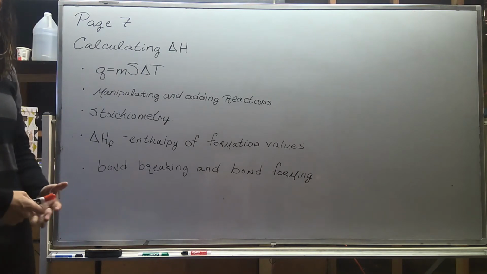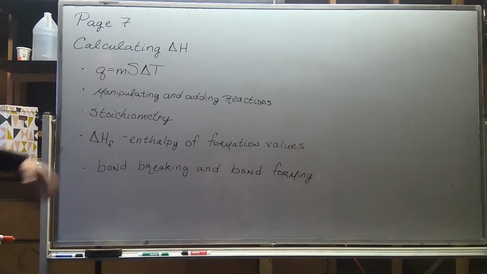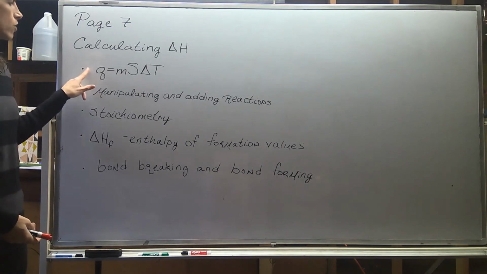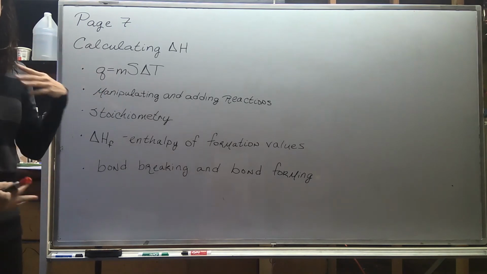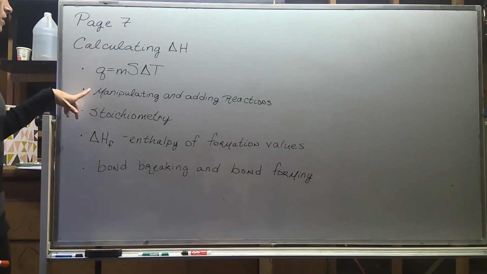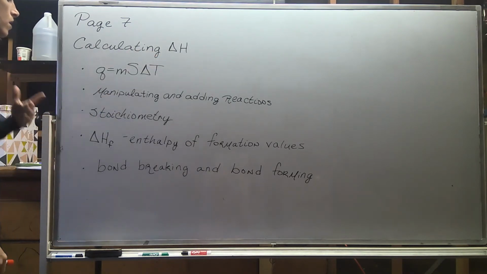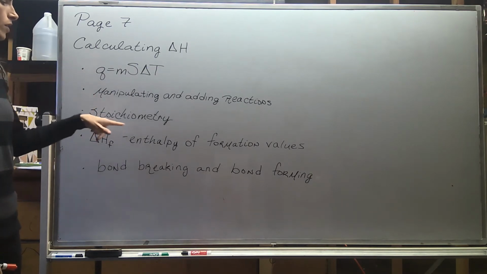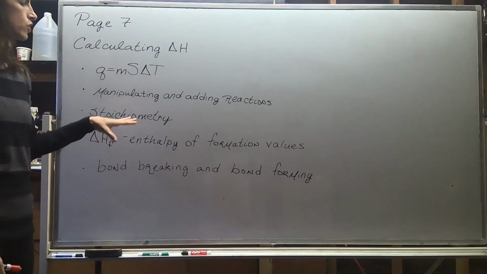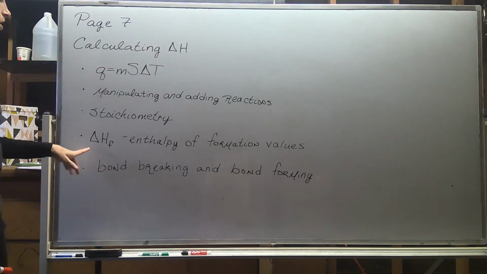Alrighty, this week we're going to work on completing the thermochemistry chapter. Last week we learned how to use Q equals ms delta T to solve a whole bunch of different word problems. Today we're going to focus on manipulating and adding reactions to come up with this same delta H value. We're also going to use stoichiometry to do that. The stoichiometry one will look super familiar. We're just introducing a new conversion factor using the heat of the reaction.